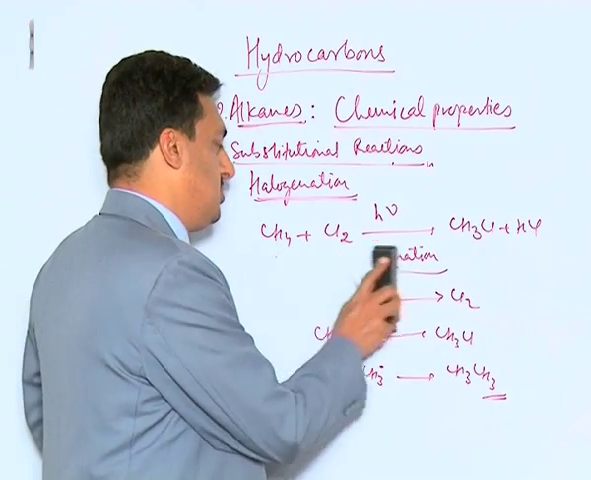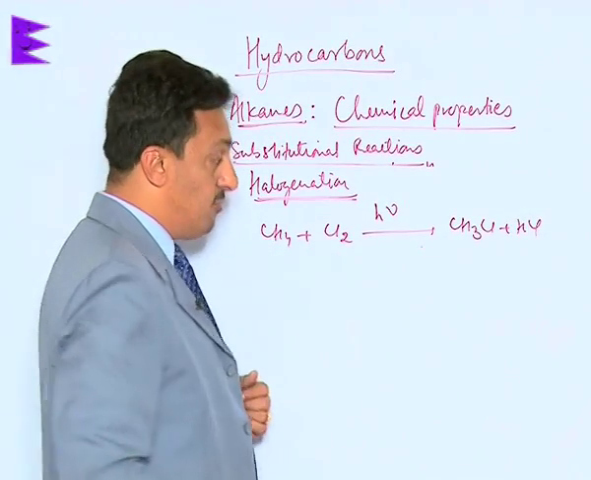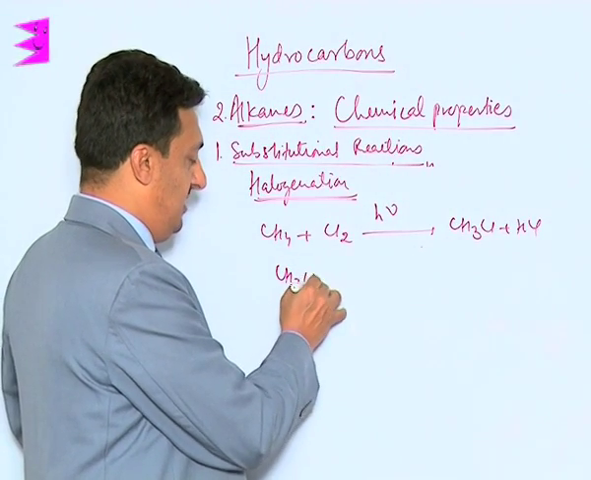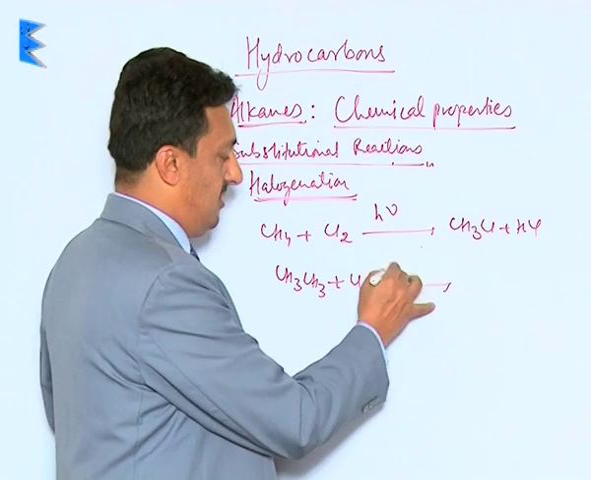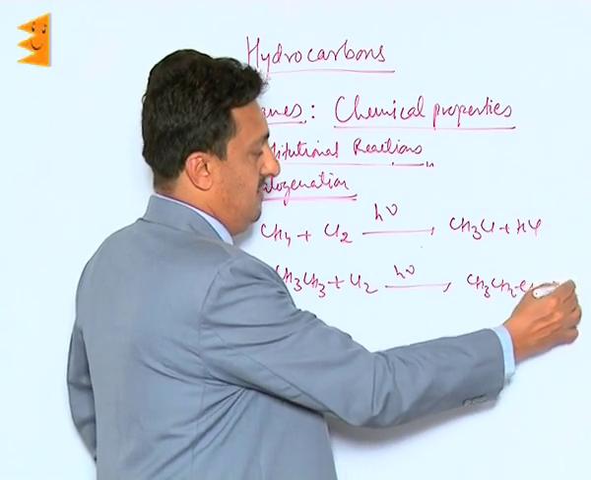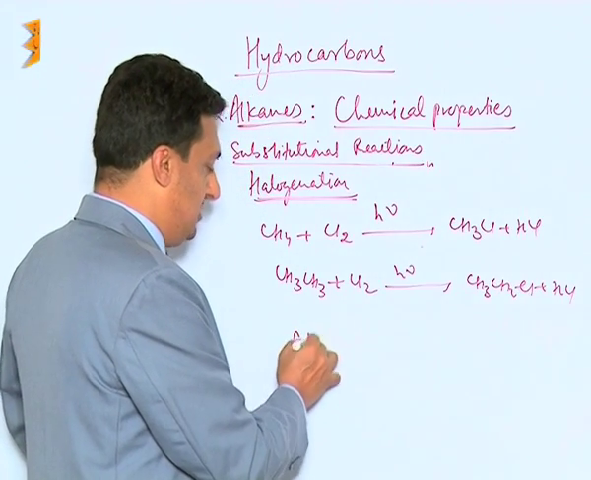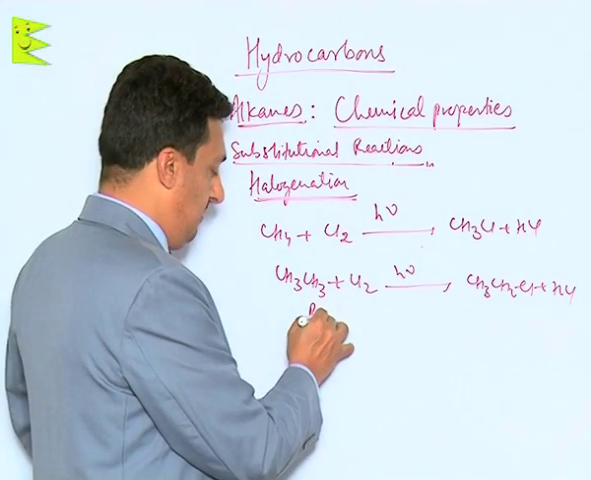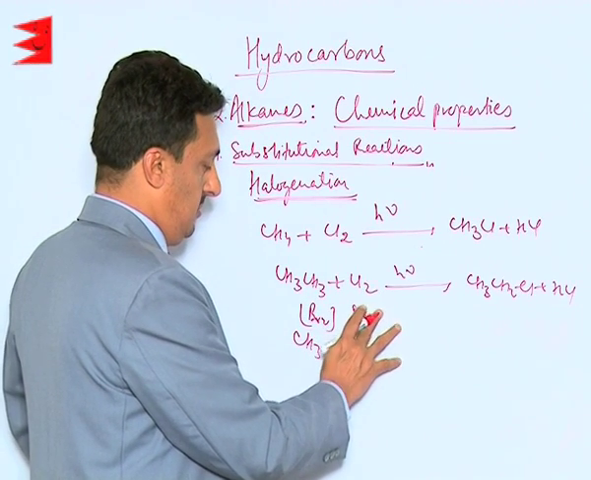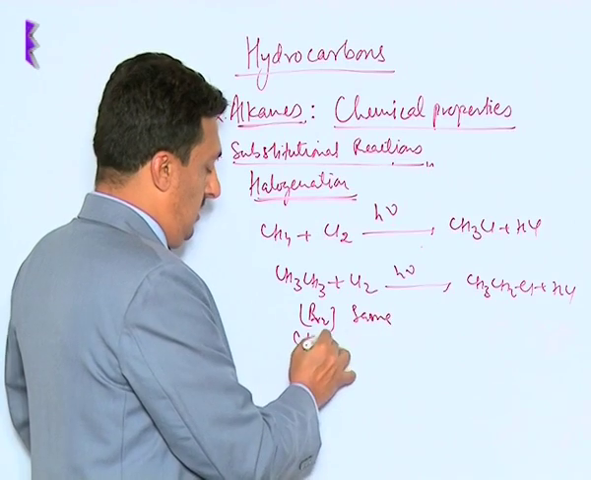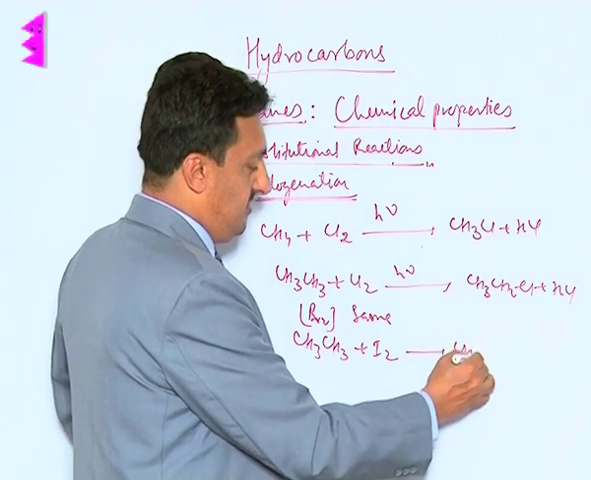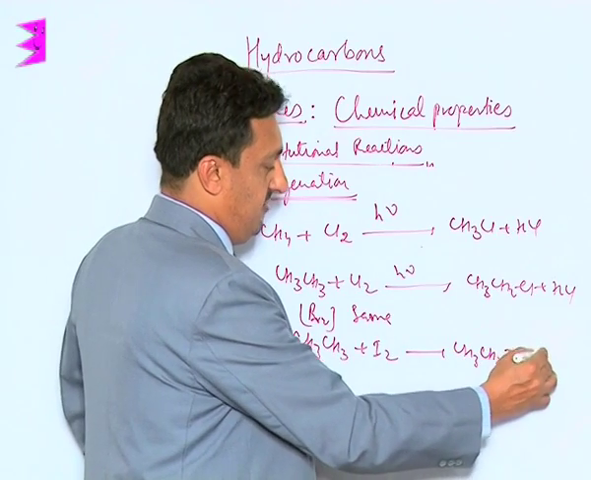We can do chlorination, and we can do bromination of the alkanes by this method. If you have CH3CH3 and chlorine in sunlight, we get CH3CH2Cl plus HCl. We can do iodination also. Remember, bromination is the same. But the problem comes when we are doing iodination. It leads to the formation of methyl iodide plus HI, of course.